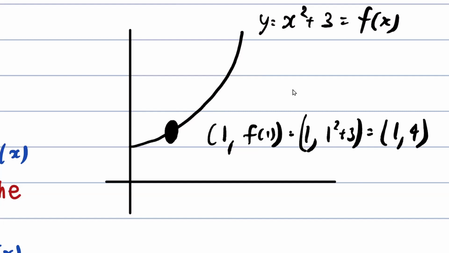We want to find the gradient of the tangent line. What we can do is draw a bunch of secant lines like this. It passes through this point and this point. Let's label this as P1.